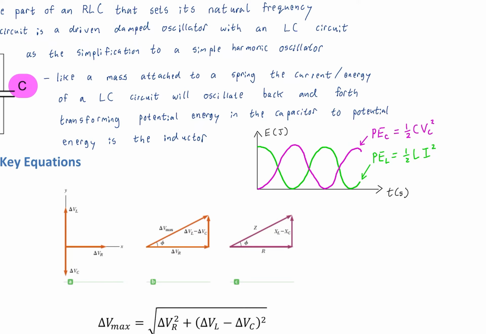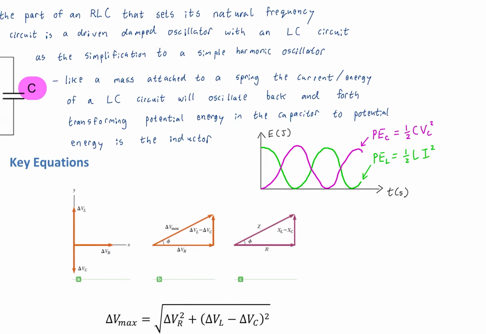And then the potential energy stored in the inductor, the only way that we've seen it, as one half L times I squared. It just oscillates back and forth. At some point, it's all in the inductor, none in the capacitor. Sometimes it's a mix between the two. That's the system. That's the perfect oscillator, which is an LC circuit.